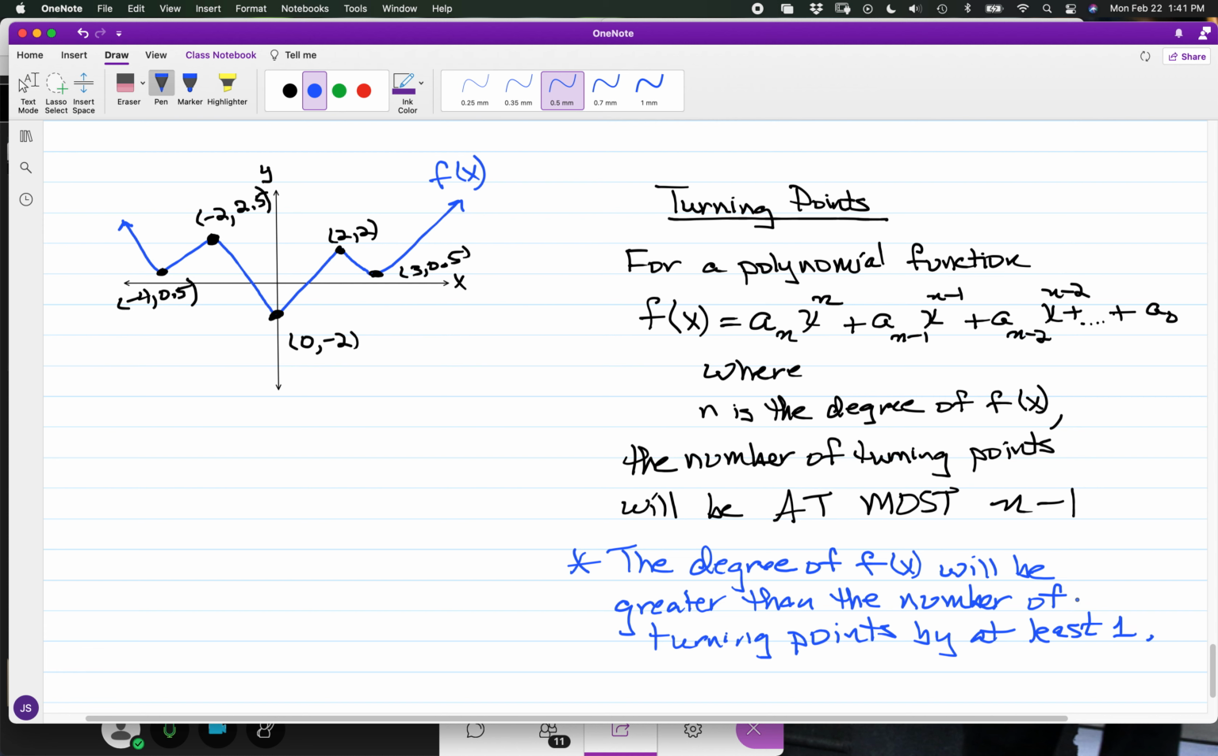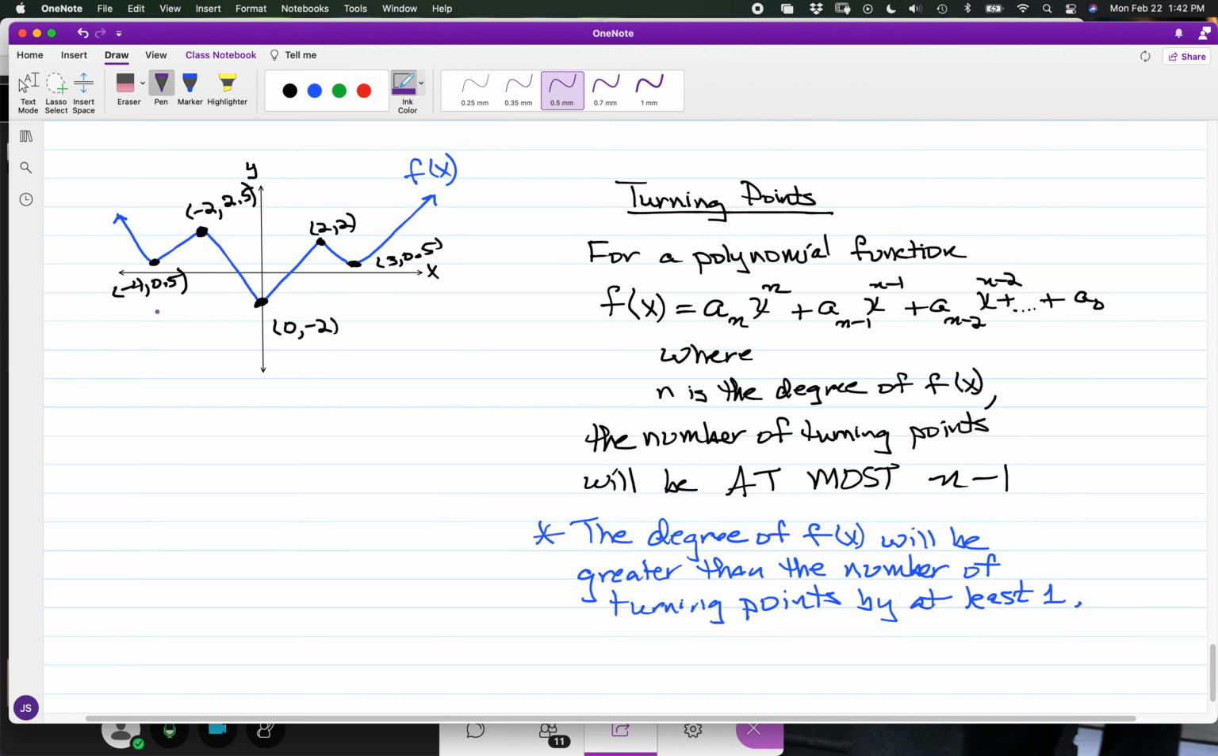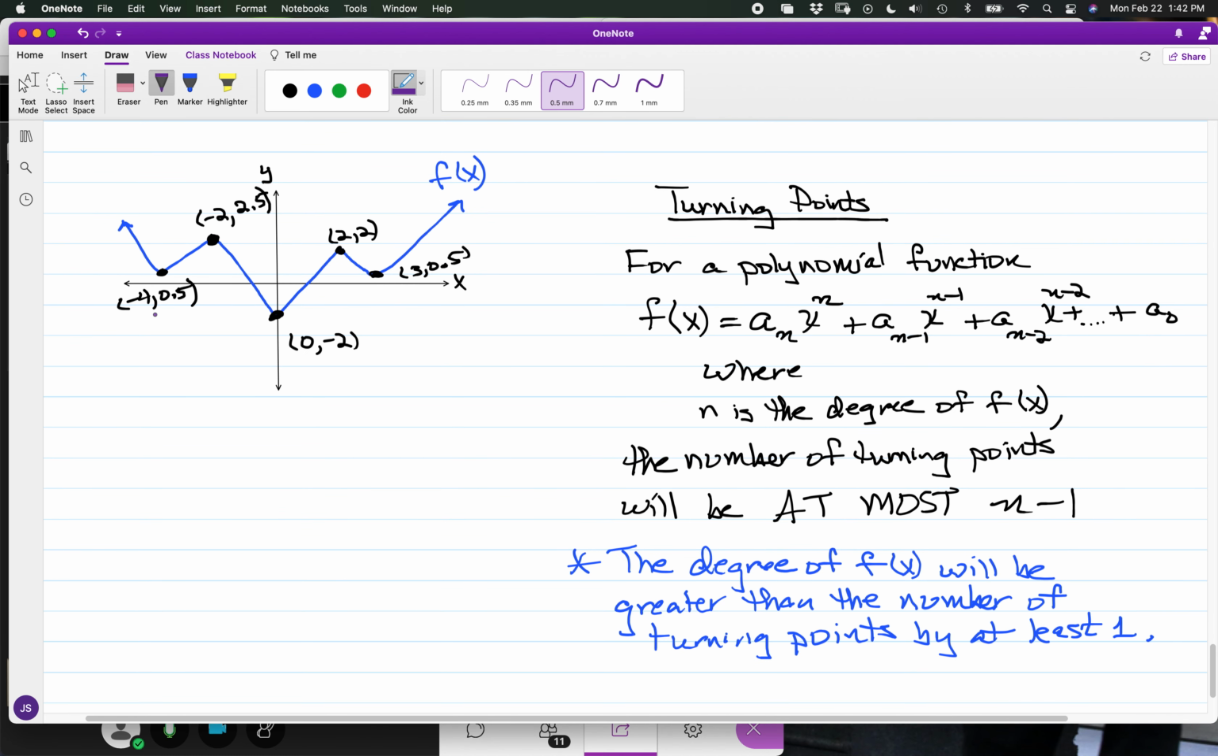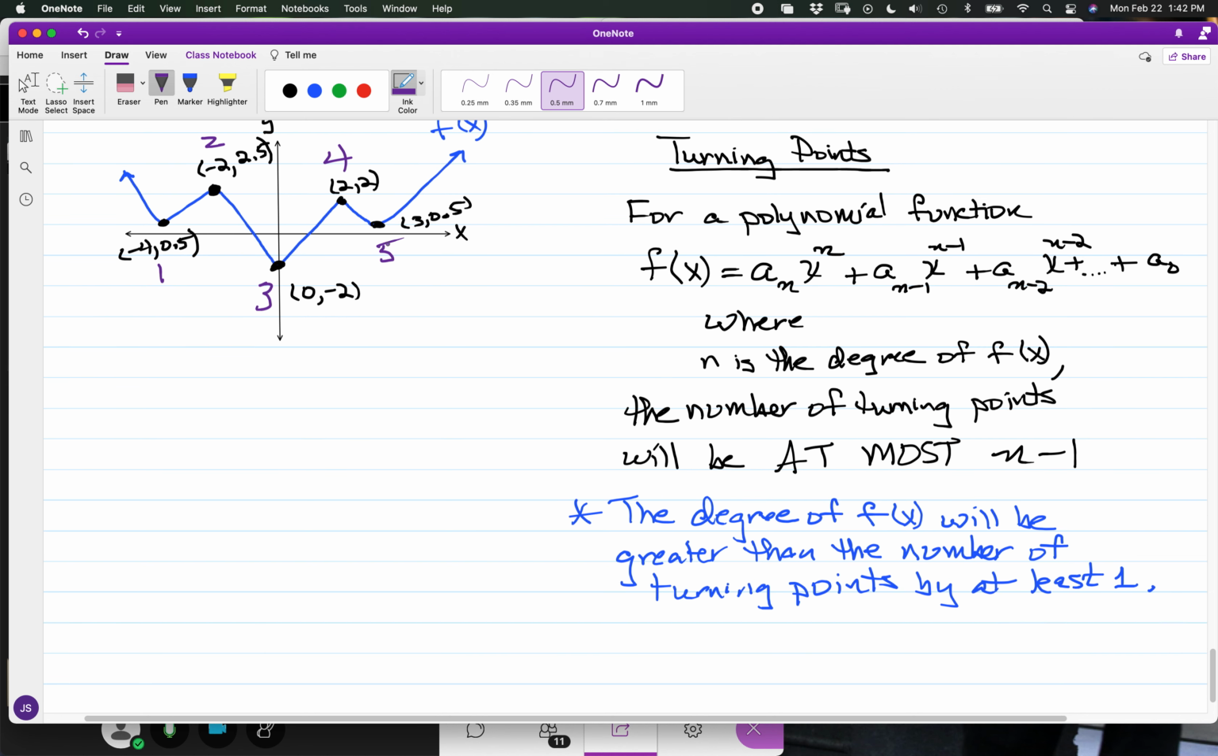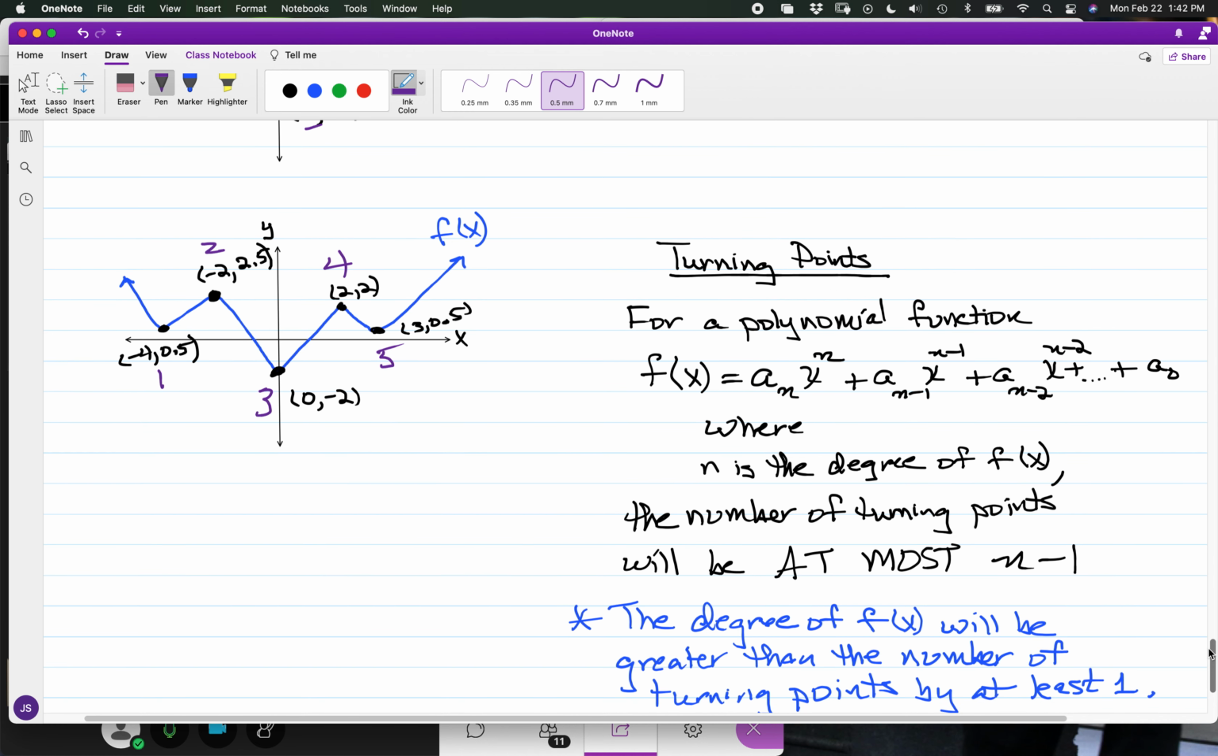And just to cue you in on the number of turning points, this will be your combined relative minima and maxima. So you have one minimum, second, a maximum, third, a minimum, fourth, a maximum, and fifth, a relative minimum. So counting up your total minima and maxima, we have 5 turning points.